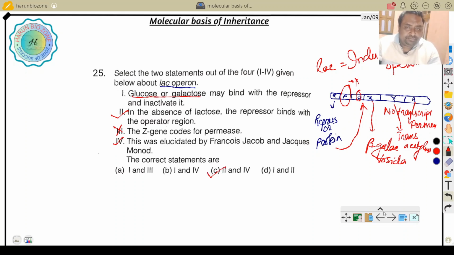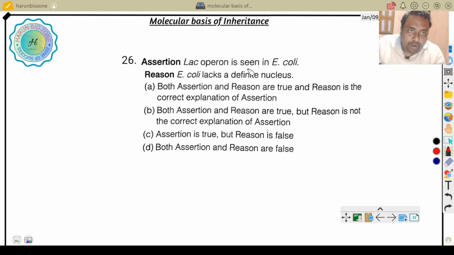Next question: the lac operon is seen in E. coli, right? E. coli lacks a definite nucleus. Definitely, E. coli is a prokaryotic cell, so no nucleus is present. So both assertion and reason are true, but the reason is not the correct explanation of the assertion. B is the correct answer.